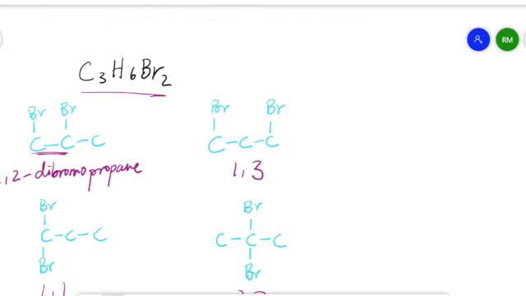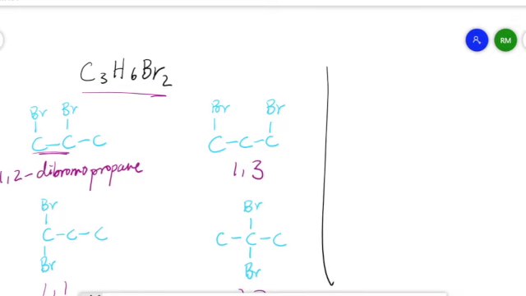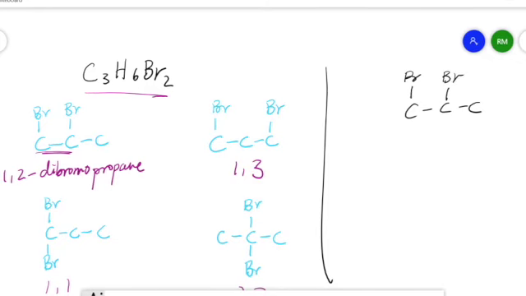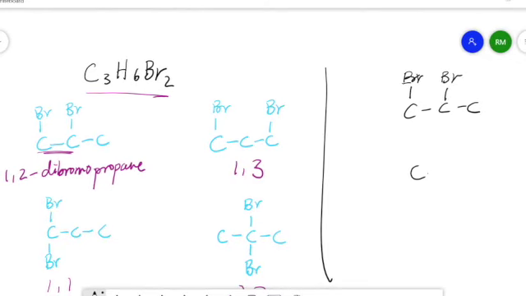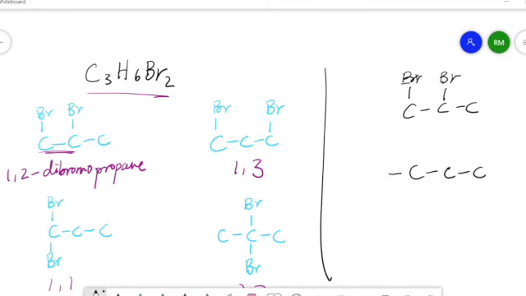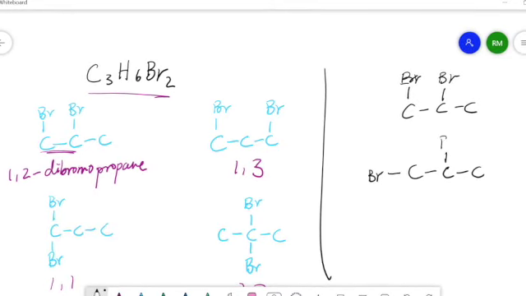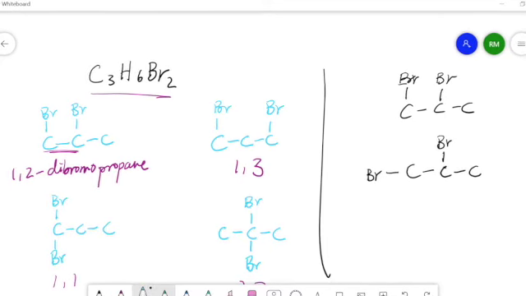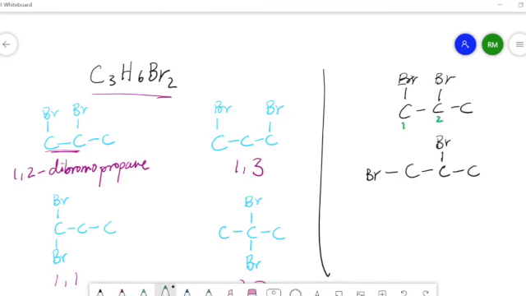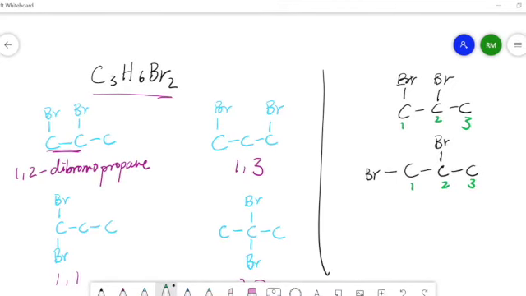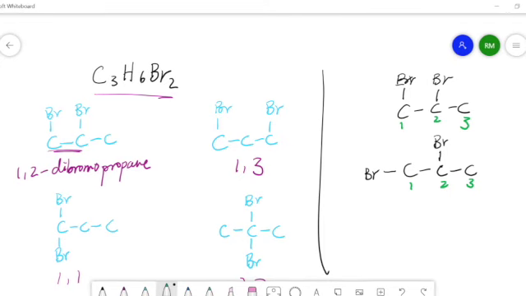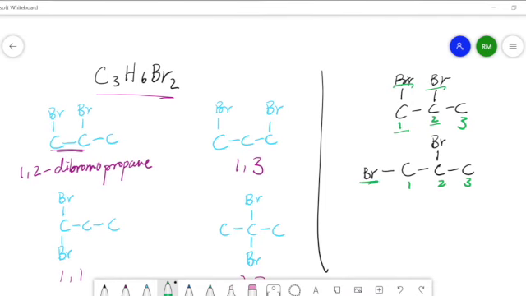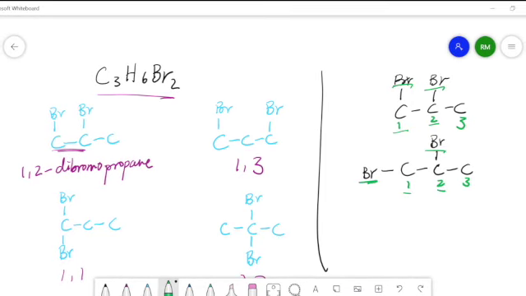So if we looked at this first molecule over here, with the bromine on the first carbon and on the second carbon, another way you could actually draw this would be to put this bromine over here. Now, although they look different when you initially look at them, they're actually the same because the carbons are still the same. So if I was to label the carbons, you'll see that the bromine here is on carbon 1, this bromine is on carbon 2, and same thing here. The bromine is on carbon 1, and this bromine is on carbon 2. So they're essentially the same molecule.